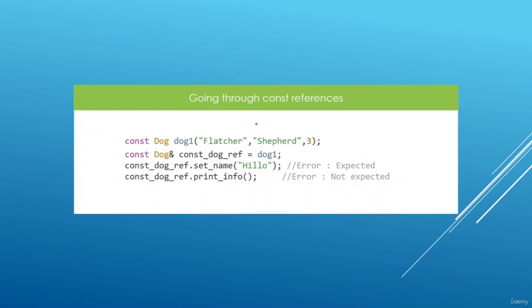Okay, so what if we try to go through const references? We're going to set up our dog object, and we're going to set up a const reference here, and we're going to assign our object to this reference. And the moment we try to go through our reference to modify the object, we're going to get a compiler error, which is what we expect. But you see that if we even call our printing function here, we're going to get a compiler error that we don't really expect. So this is a problem with const objects, and we need to find a solution to this.